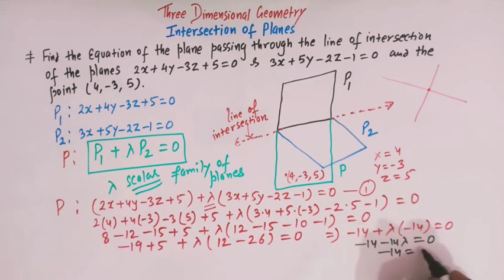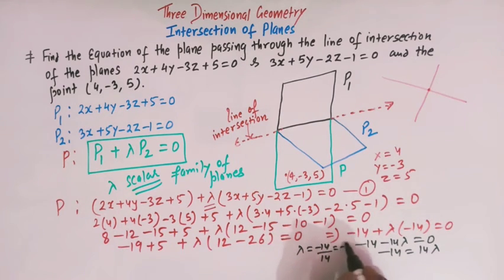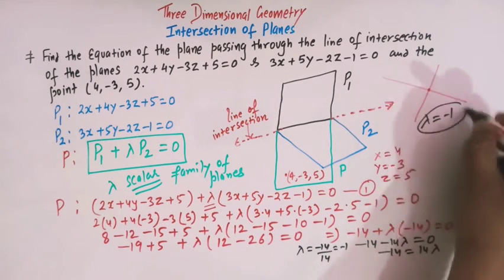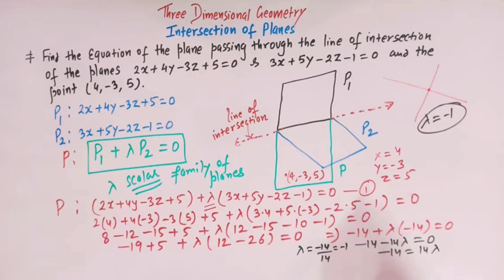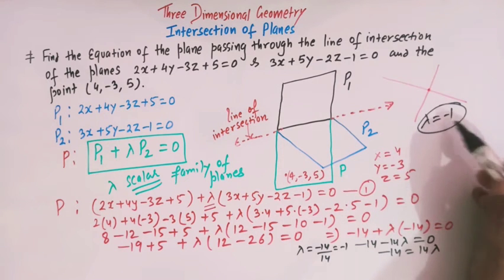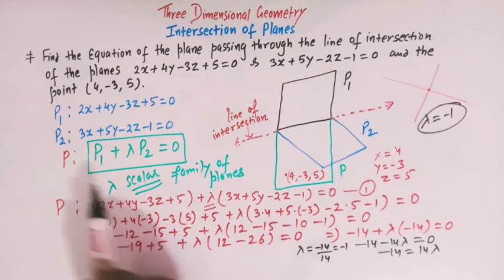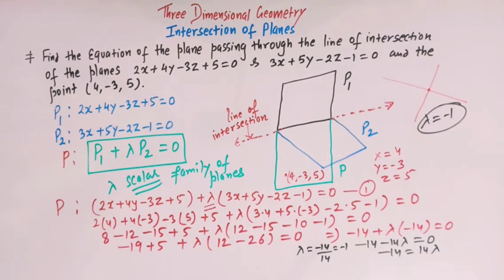So minus 14 is equal to 14 lambda. So lambda is minus 14 over 14, that is minus 1, right? So we have obtained the value of lambda as minus 1, right? So now we can substitute this value of lambda in equation 1 to get the equation of this plane P.